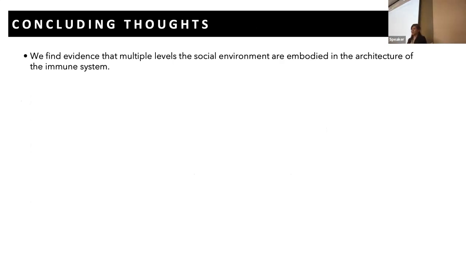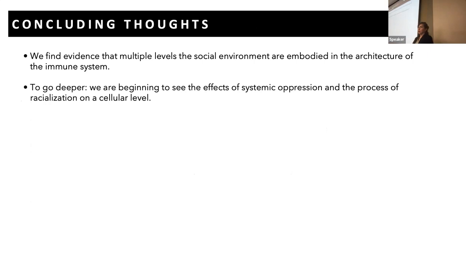So our work finds evidence that multiple levels of the social environment are embodied in the architecture of the immune system. I think what we're actually seeing is we're beginning to see the effects of systemic oppression and the process of racialization expressed on a cellular level. And actually, work that's being done at ISR is looking at subcellular levels. I think our bodies are holding those stories, and we just need to learn how to listen to the signals that we have. We are just scratching the surface on these measures.